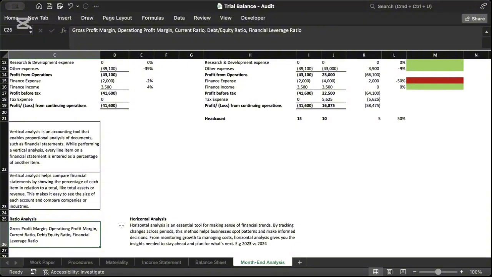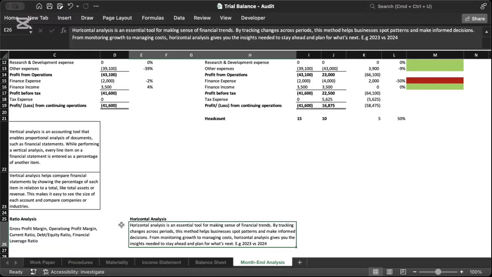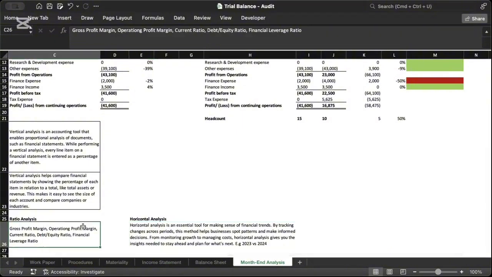Okay. You can do a ratio analysis and horizontal analysis as well. This is where you can calculate your revenue growth, seeing if your expenses are growing at the same rate as your revenue or they're growing at a faster rate and things like that. So different analysis like that help you understand your financials better and make better decisions for your business.